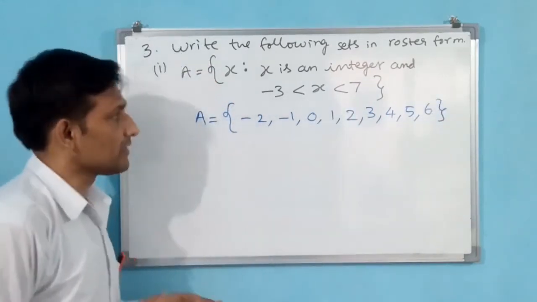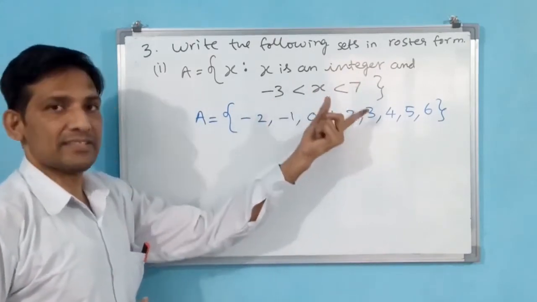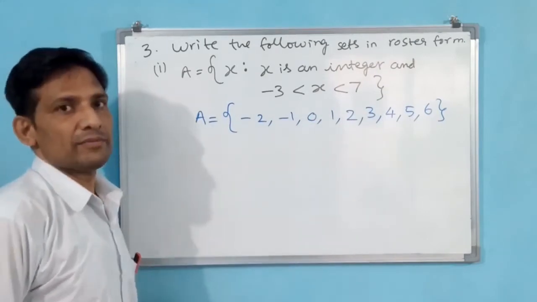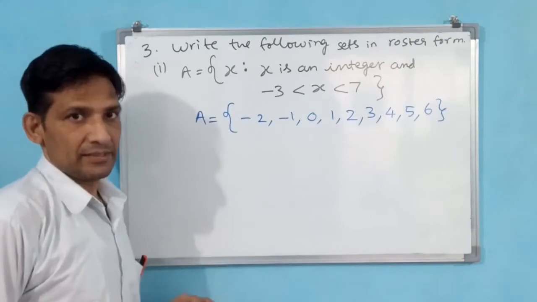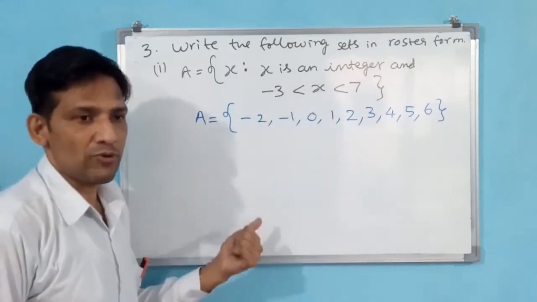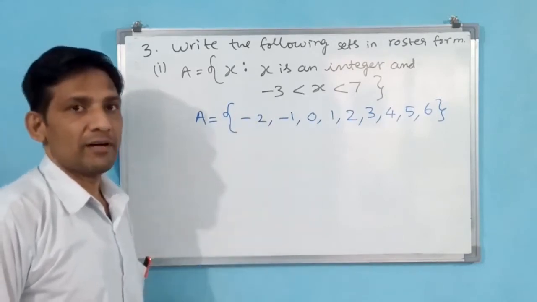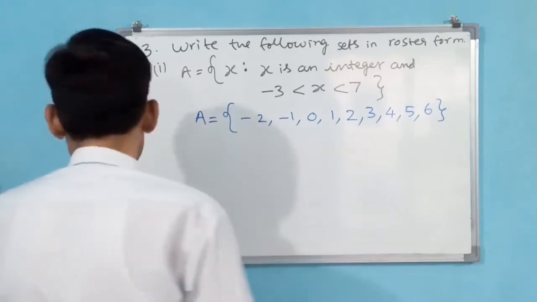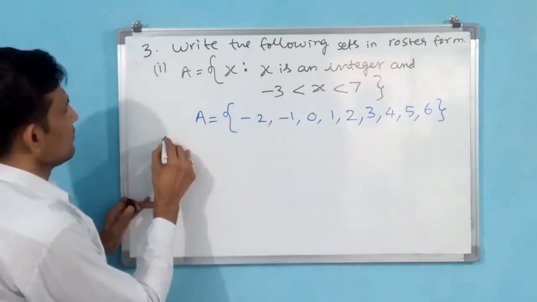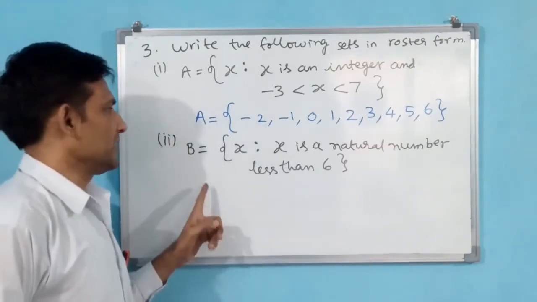This is the set of integers between -3 and 7. Okay, this is the set in roster form. This is the answer for this set. Okay, this is set builder form, this is roster form. By seeing this, you can understand how you have to write a set in roster form or set builder form. Okay, we go to the second part of the third question. See the second part of question number 3.